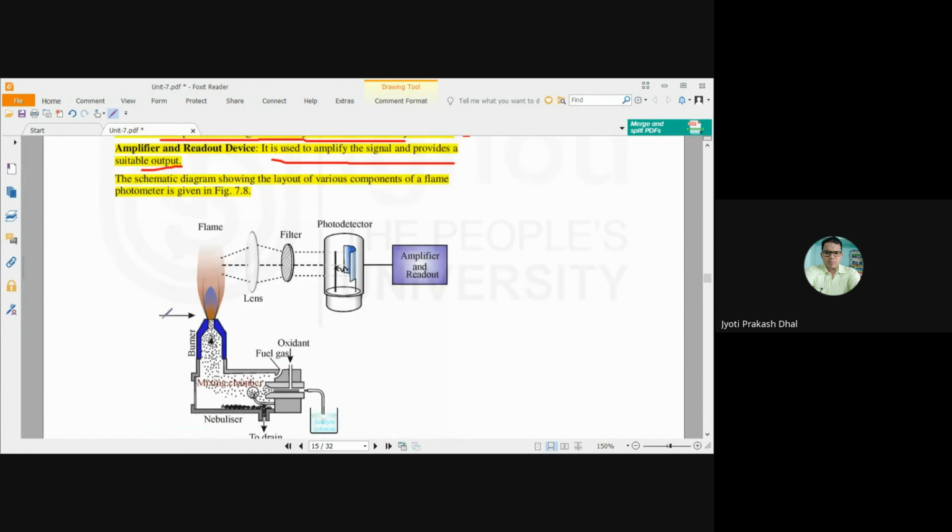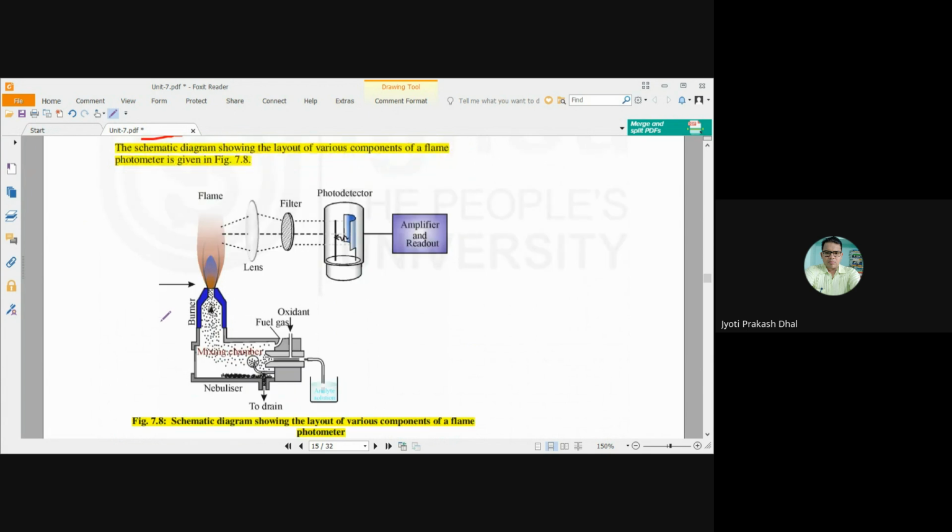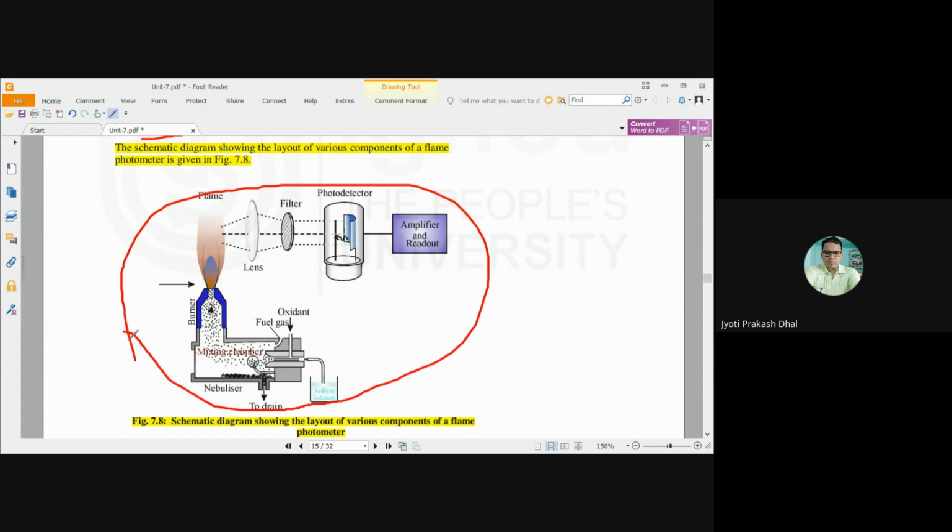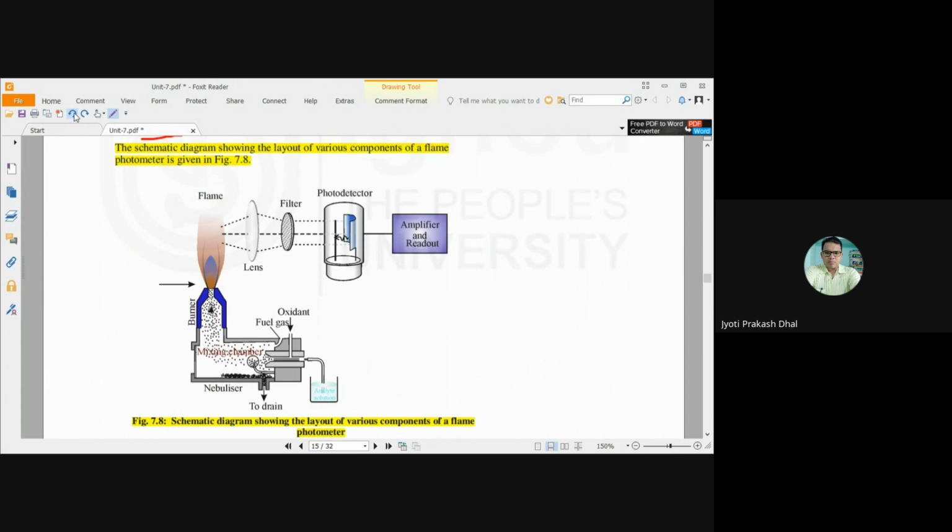So here you can see the schematic diagram of a flame photometer. In this schematic diagram, you can see this is the nebulizer, where the solution containing the metal salt will be aspirated to the flame. So this is the nebulizer, and this one is the burner. That means inside the burner the nebulizer will be there, and the metal salt solution will be aspirated through this mixing chamber and through this nebulizer.